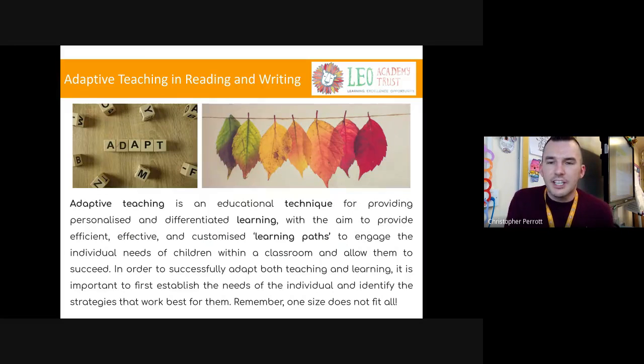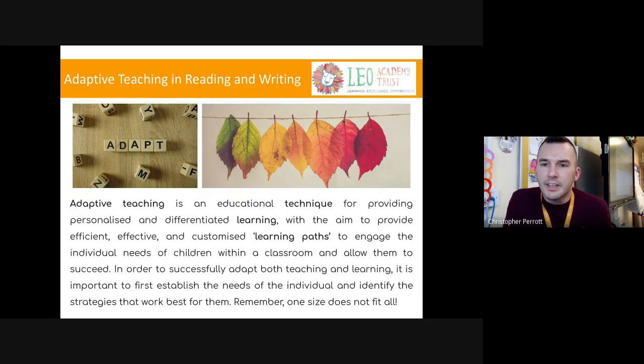Adaptive teaching is an educational technique for providing personalised and differentiated learning, with the aim of providing efficient, effective and customised learning paths to engage the individual needs of children within a classroom and allow them to succeed. Not every child is the same, so it's really important that we identify those needs in order to help a child best succeed in education. In order to successfully adapt both teaching and learning, it's important to first establish the needs of the individual and identify the strategies that work best for them. A good phrase I always use in teaching is that one size does not fit all, and one teaching approach is not going to suit every need and learner of your children.